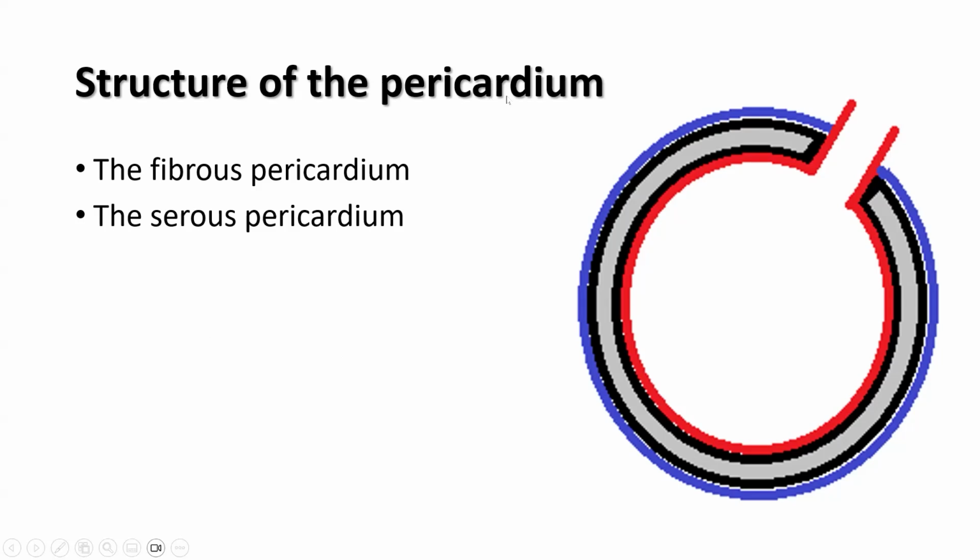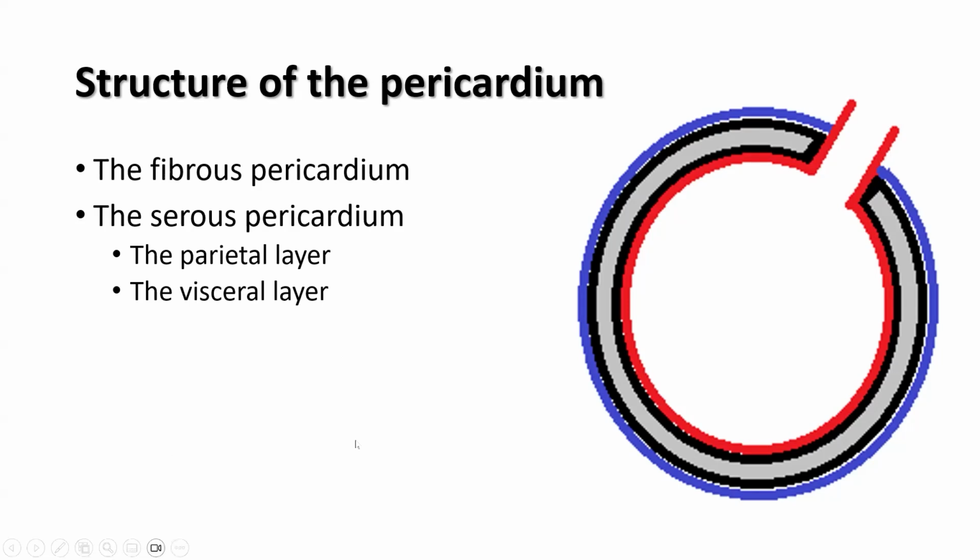That's why pericardium is a fibroserous covering. Serous pericardium has two layers. One is called parietal layer, which is closely attached to the inner aspect of the fibrous pericardium. Another layer is visceral layer of the serous pericardium, which forms outermost layer of the heart, which is called epicardium.